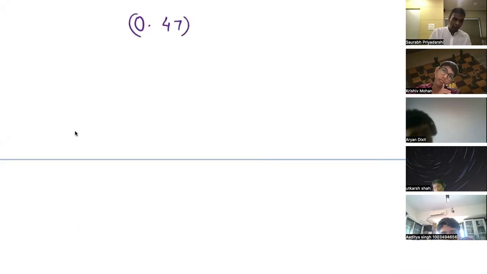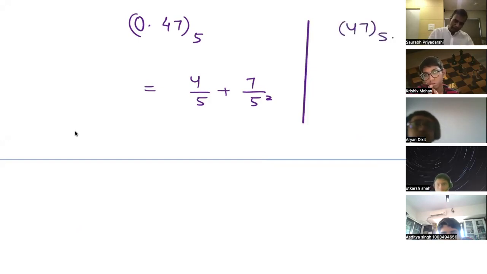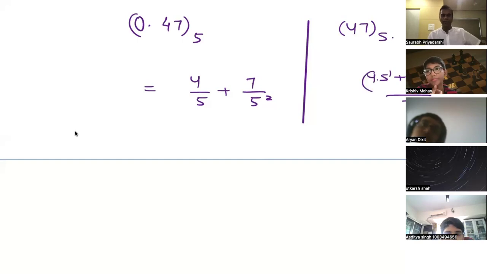0.47 with a base of 5. I hope you all know what we can write: 4 by 5 plus 7 by 5 square. But if I'm writing the number 47 only, then this 47 with the base 5 is 7 into 5 to the power 0 plus 4 into 5 to the power 1. We already know that, right?